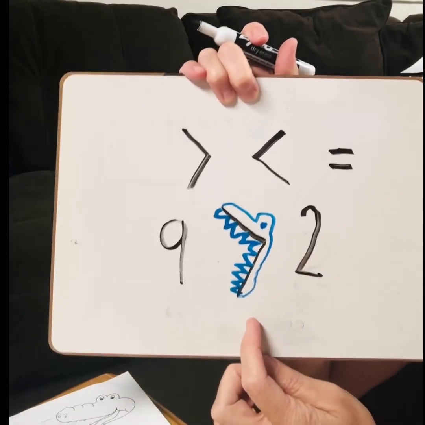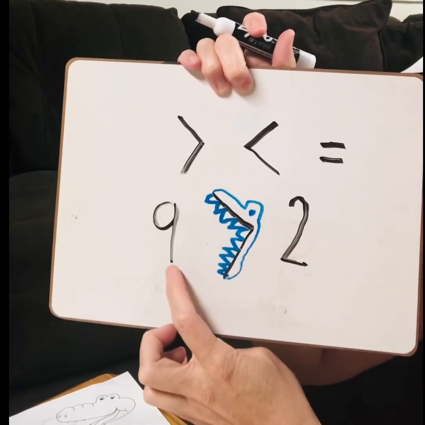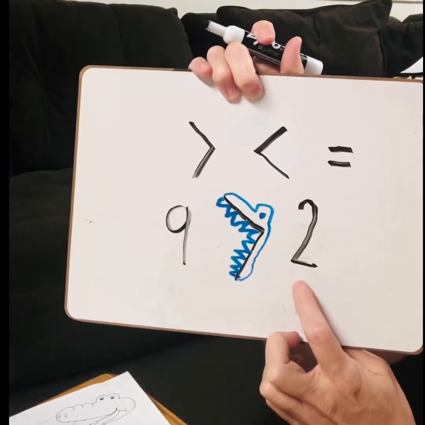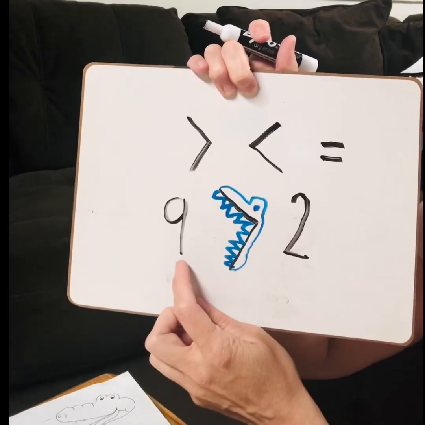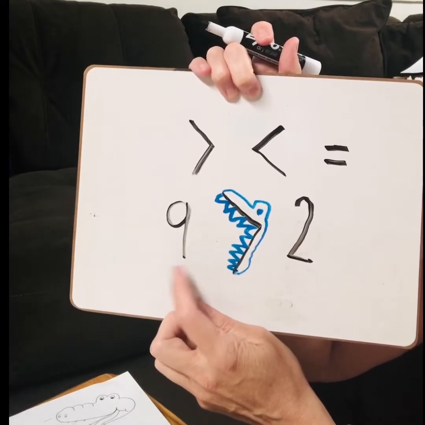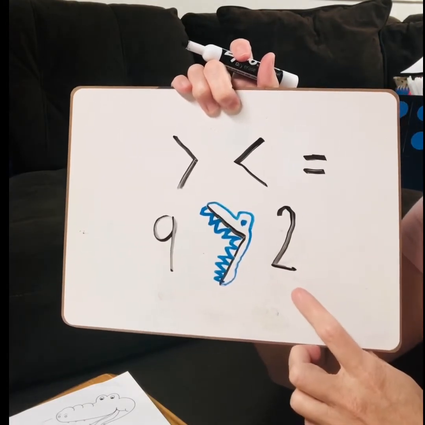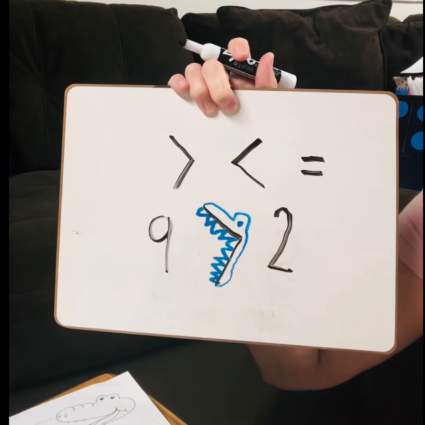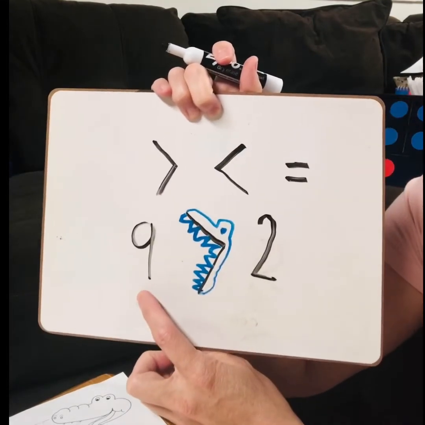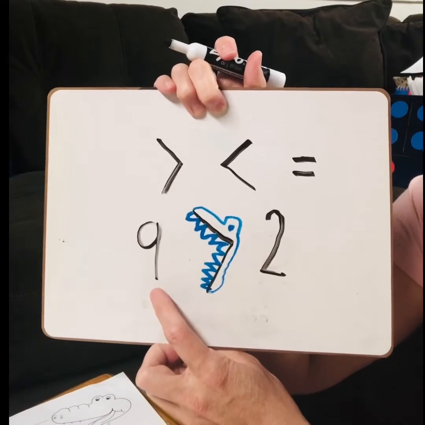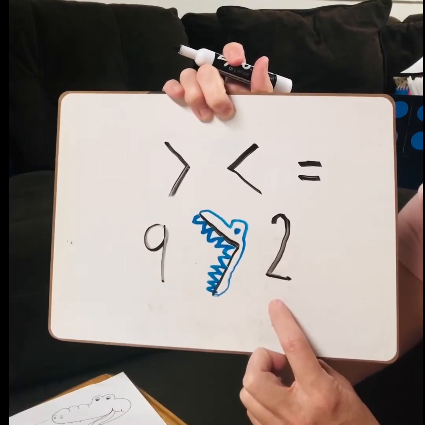which one is greater? Which one is a larger number? Is it 9 or 2? Think of it this way. If Mrs. Gatson said you could have 9 pieces of candy, or you could pick 2 pieces of candy, which one are you going to pick? Well, if you love candy, you're going to pick the 9 pieces because that's a greater number. That's more pieces of candy than just 2.